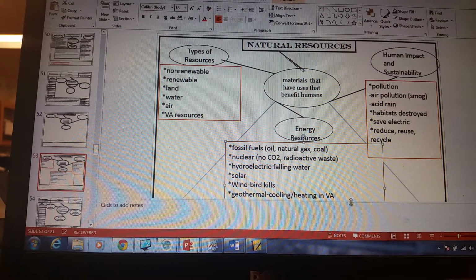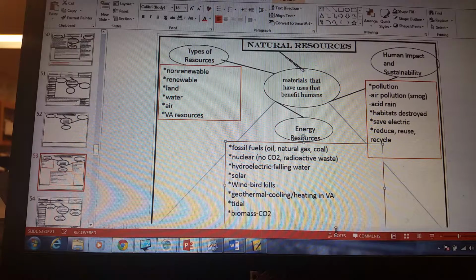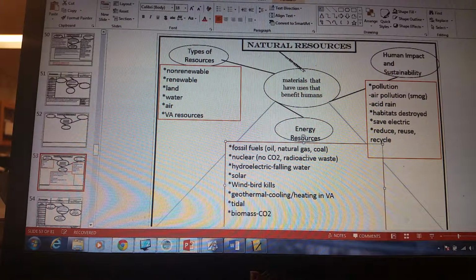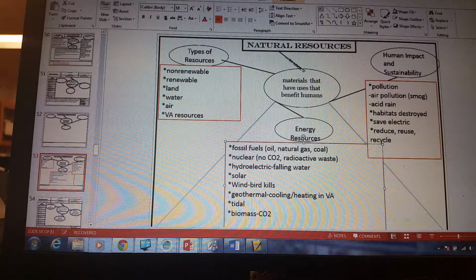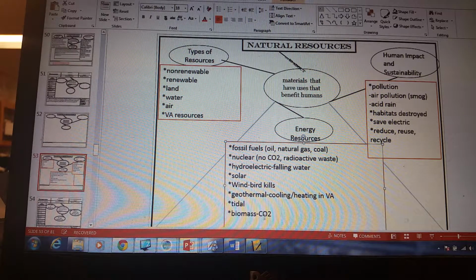If I look at energy, I can see here on mine that I've got fossil fuels, which we talked about, a big emphasis there. We've got nuclear, with some pros and some cons: the pro being no CO2 emissions, but it does have radioactive waste with a long half-life. Hydroelectric is from falling water. We've got solar, from the fusion of hydrogen into helium in the sun. For wind, the big thing to remember is that it can kill birds. For geothermal, we use it for cooling and heating in Virginia; we don't have volcanoes, so we can't use it for energy directly. And then we have tidal and biomass, biomass being things like soybeans and corn being converted.